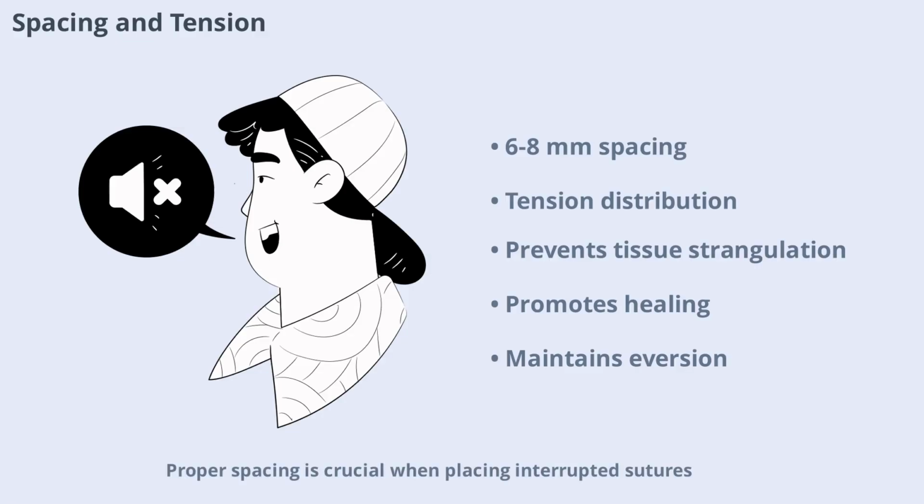Proper spacing is crucial when placing interrupted sutures. By positioning each stitch 6 to 8 millimeters apart, tension is shared across the wound, reducing the risk of tissue strangulation and promoting optimal healing. This spacing also helps maintain wound eversion and prevents gaps that could lead to infection or delayed healing. Understanding the relationship between suture placement and tension distribution is key to achieving the best surgical outcomes.